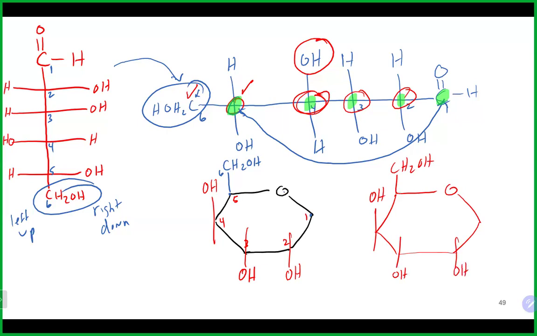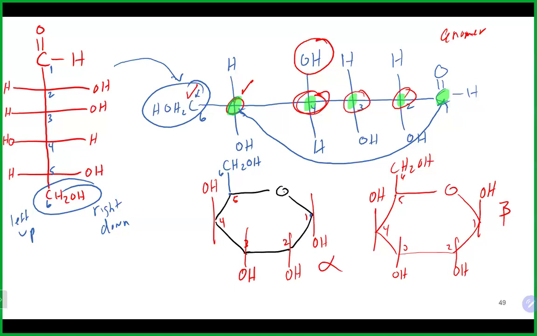Now at carbon number 1, we could have the OH group pointing downward, or we could have the OH group pointing upwards. It depends on what is sometimes referred to as the anomer that you're asked to draw. Going down would be what is known as the alpha anomer, where you put that last OH group down. Going up would be known as the beta anomer, where you put the last OH going upwards.